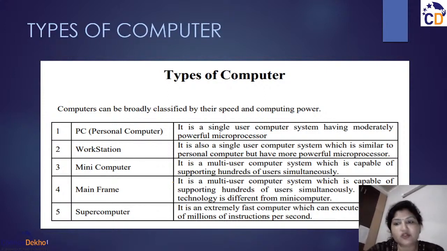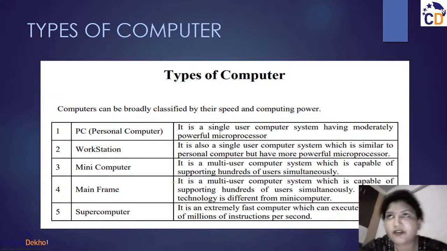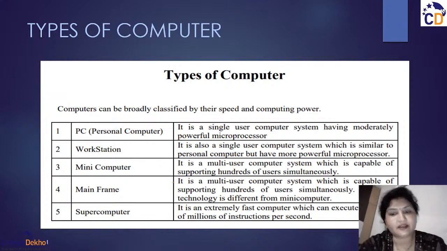Then we have the mainframe. So it's basically not a small system. It is also a multi-user computer system which is capable of supporting hundreds of users simultaneously. Software technology is different from a mini computer. So basically you have different architectures within them, right? It may have multi programming, multi processing, or parallel processing. So different techniques are used behind them to make the system faster, right? To make the system efficient, we may say.